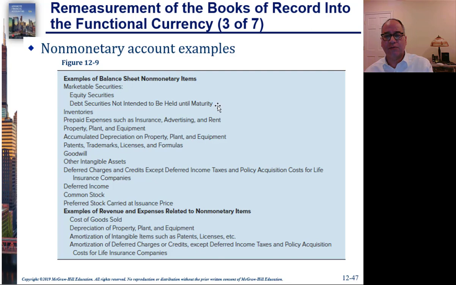A good explanation of the difference is debt securities. Debt securities to be held to maturity are monetary because you're going to receive a certain amount of money when they mature. But if they're not intended to be held until maturity, then their value really depends on market value, which is not monetary because it's changing all the time, and therefore it's considered to be non-monetary. So these are all examples of non-monetary assets and liabilities. They would be recorded at, what we'll go into in a moment, historic rates.